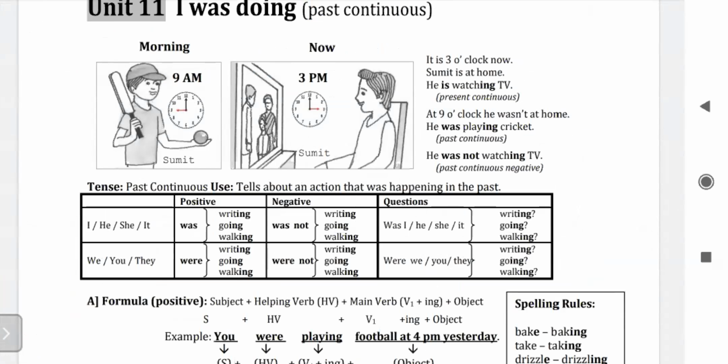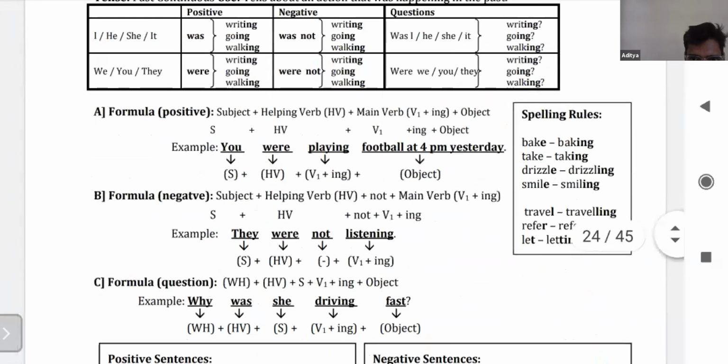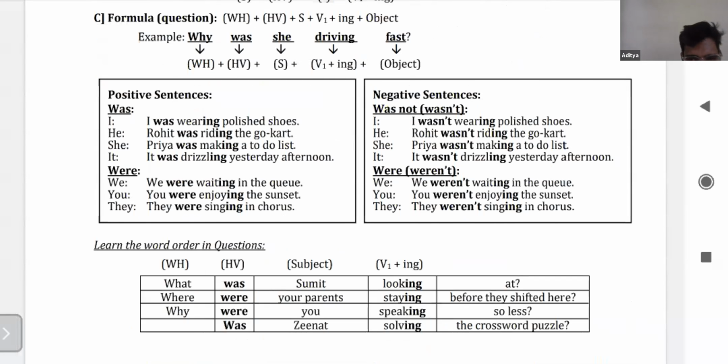So what did you learn in the grammar today? I learned past continuous tense and where you need to use was, were, weren't, wasn't, and how to replace the verb with -ing. How to use the proper -ing form of the verb.